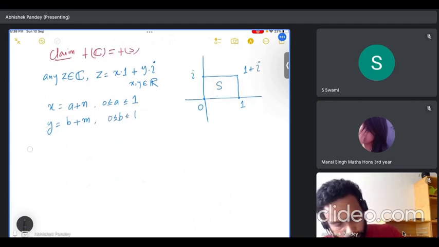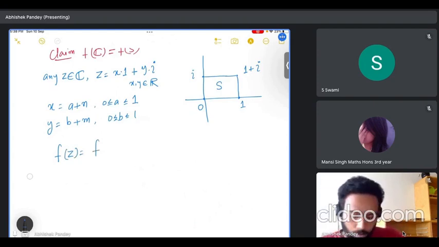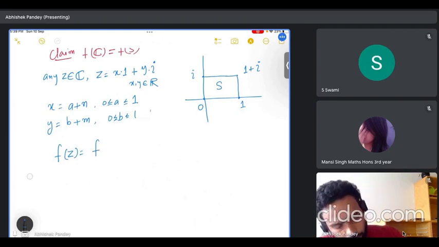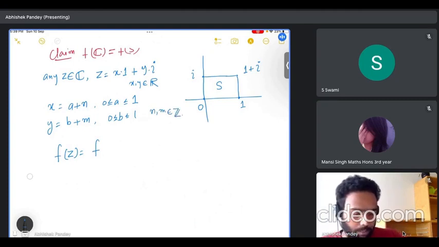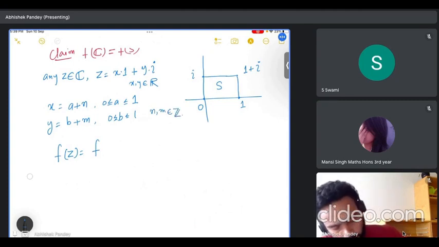So f of z is basically equal to, here n, m is in the integers. Now it is fine, isn't it? So f of z is a plus n plus b plus m into iota.